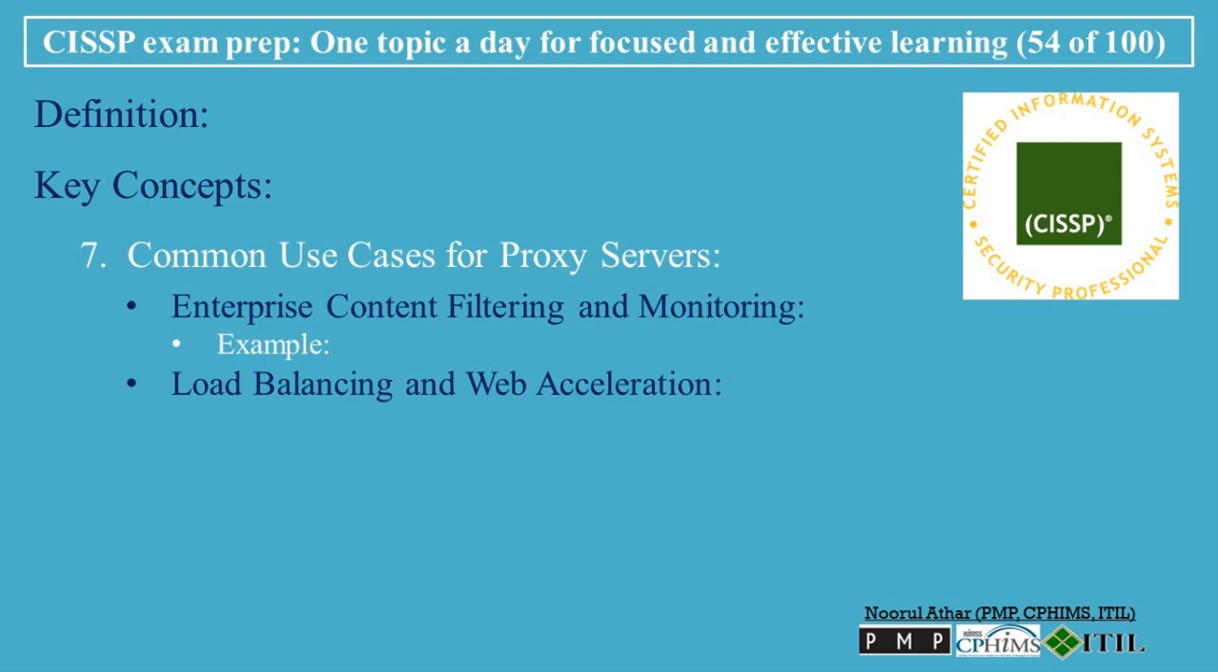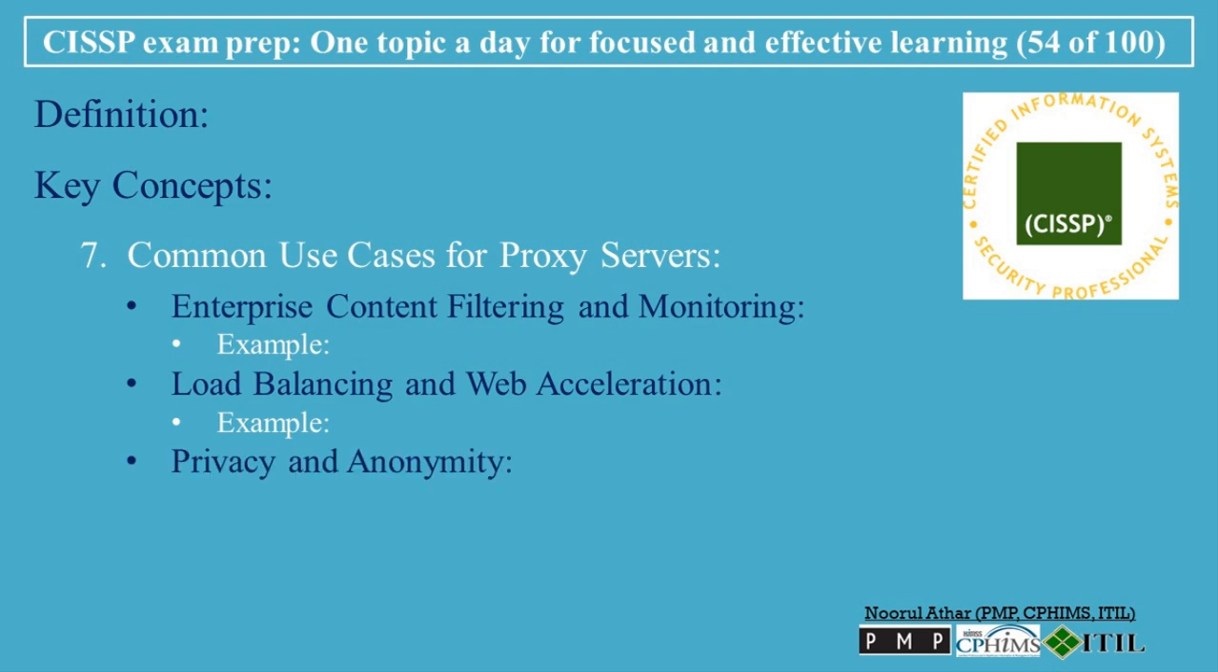Reverse proxies are used to distribute incoming traffic across multiple back-end servers, improving performance, redundancy, and reliability for high-traffic websites. Example: an e-commerce site uses a reverse proxy to route customer requests to different servers, ensuring faster page load times and better user experience. Privacy and anonymity.